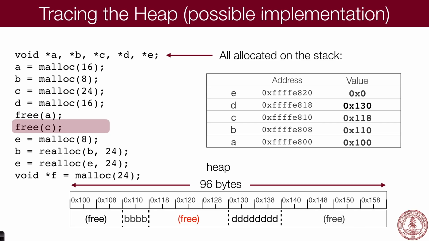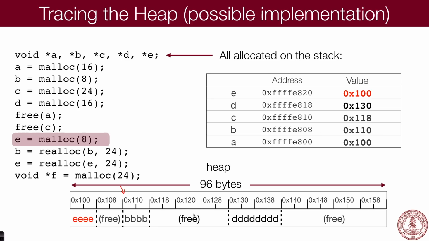OK, then we're going to malloc 8. Where's the 8 going to go? Right at the beginning, right? It's going to be there, and then we've got another little free location there. But that's the way it goes. Then we say B equals realloc to 24, meaning we pass in the pointer to here. And we're going to say, now we want B to have 24 locations.